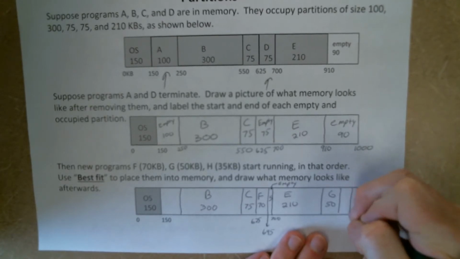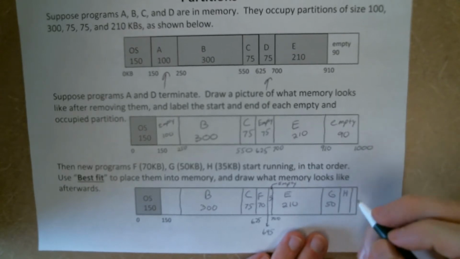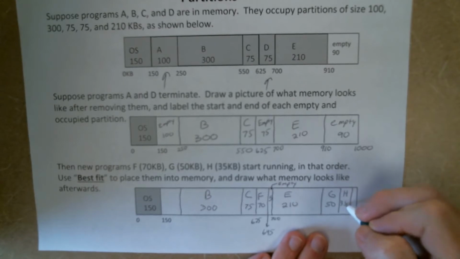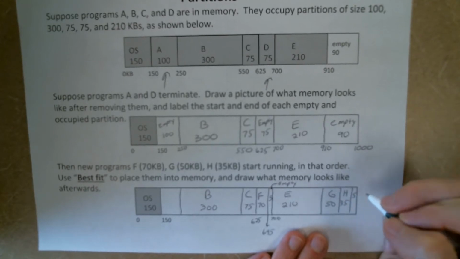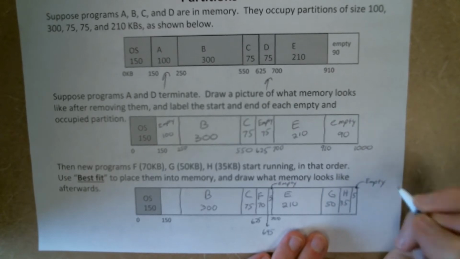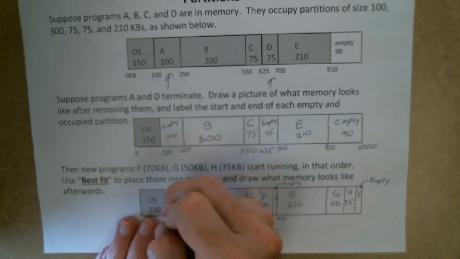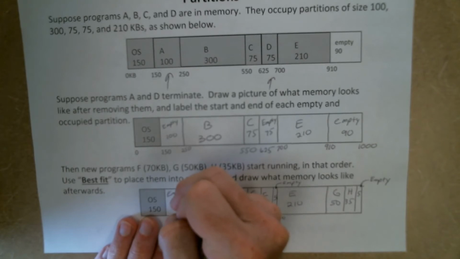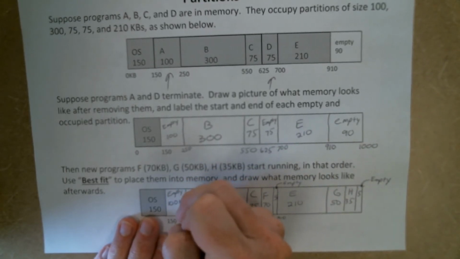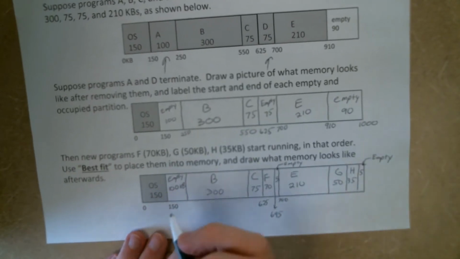So we can put H right here, which is our 35. And then we're going to have another 5 that's empty right here. All right, and then this stayed empty. We never used this one. So this is still 100 kilobytes. And then we can just go through and label all these.